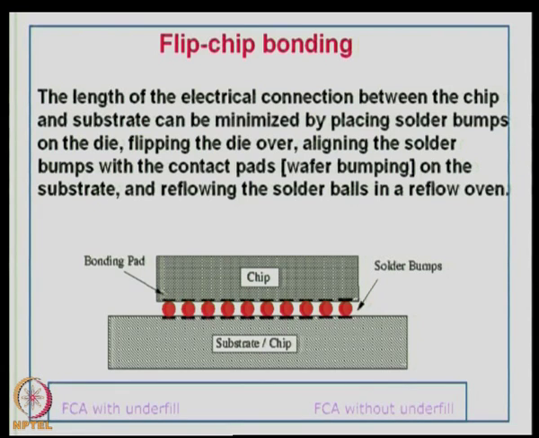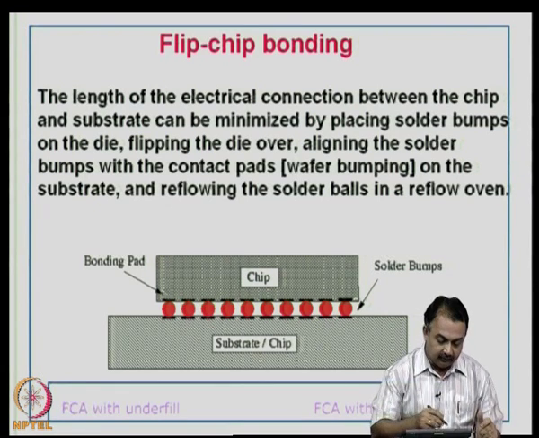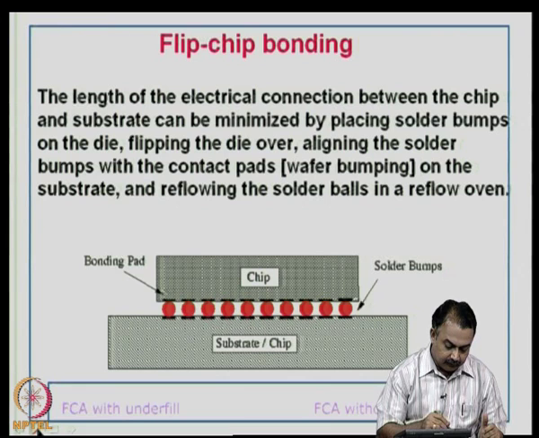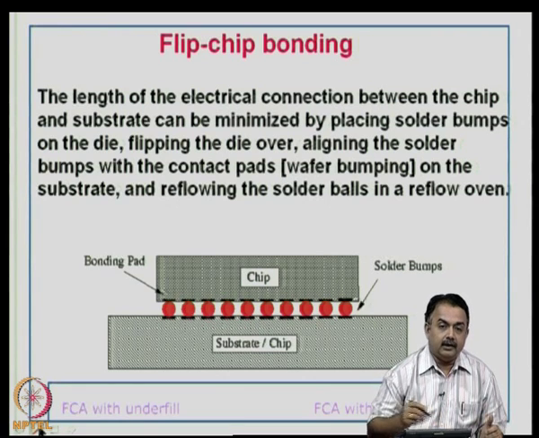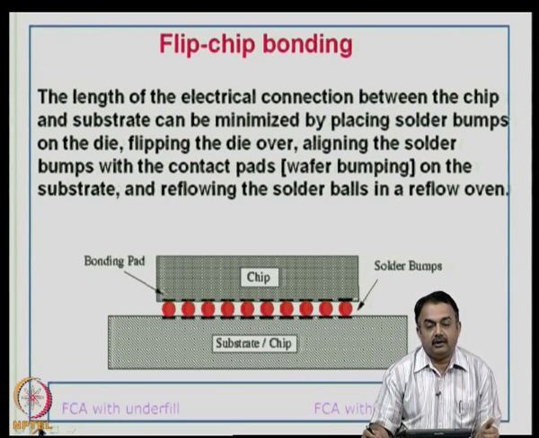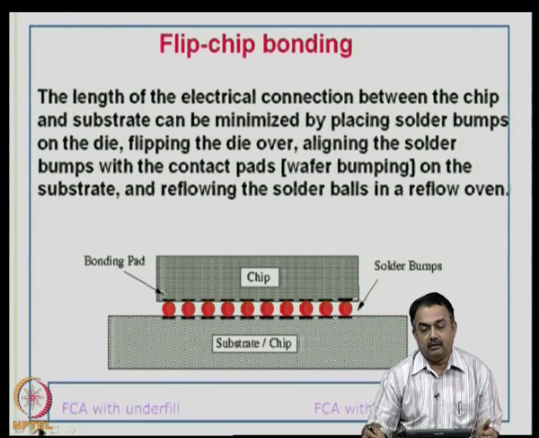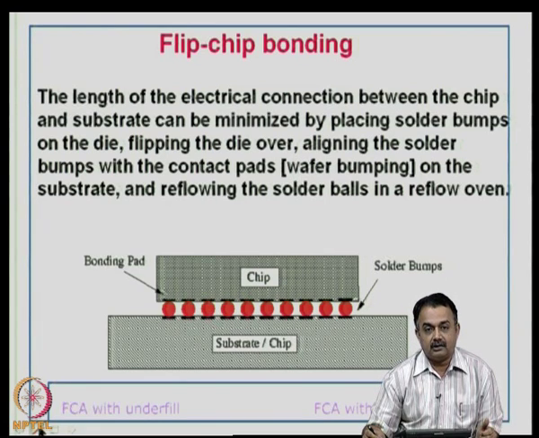So, that completes tape automated bonding. Now, we will get into the next method of chip connection, or the next choice available for us other than wire bonding and TAB. This is called flip chip.